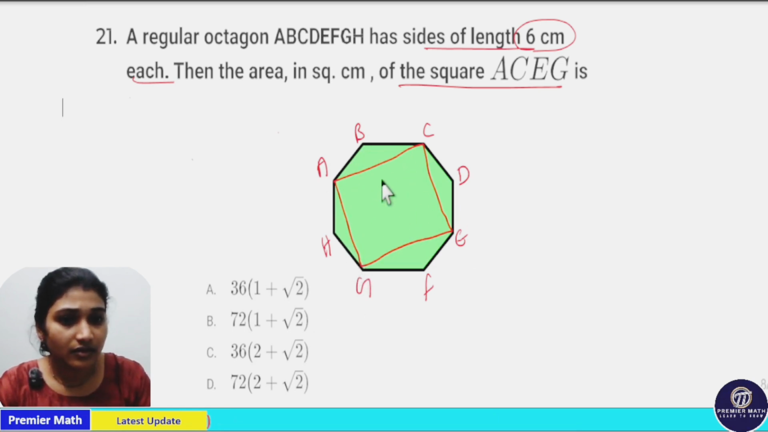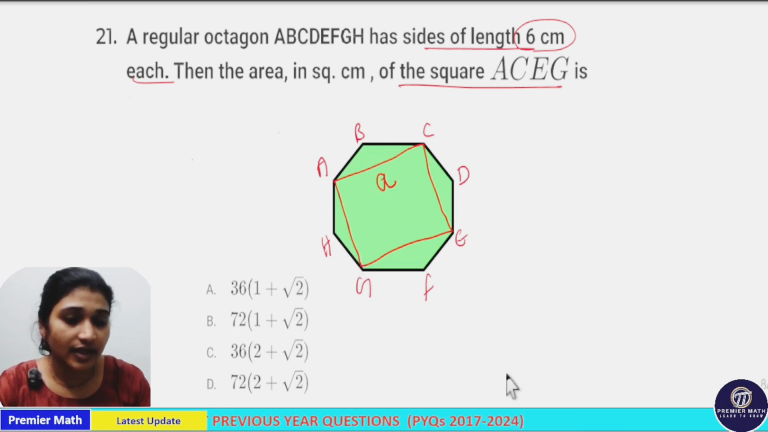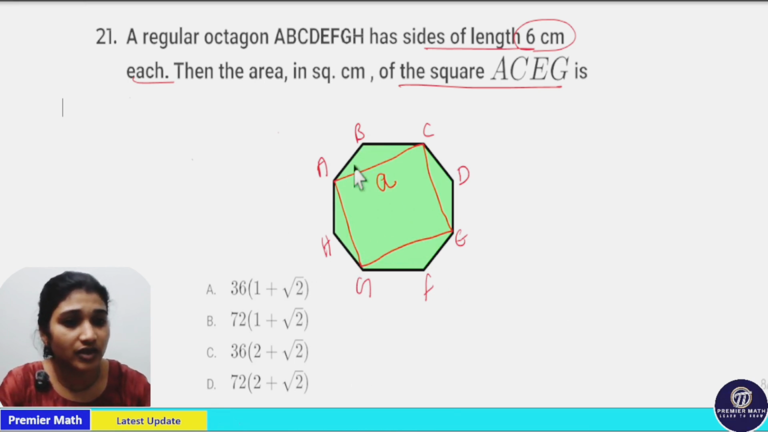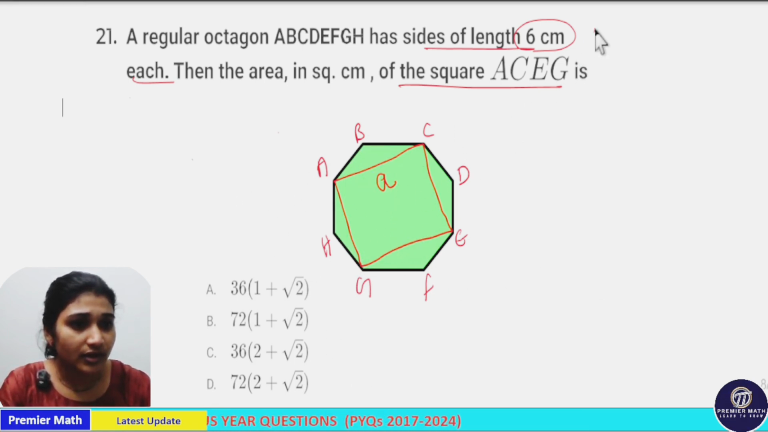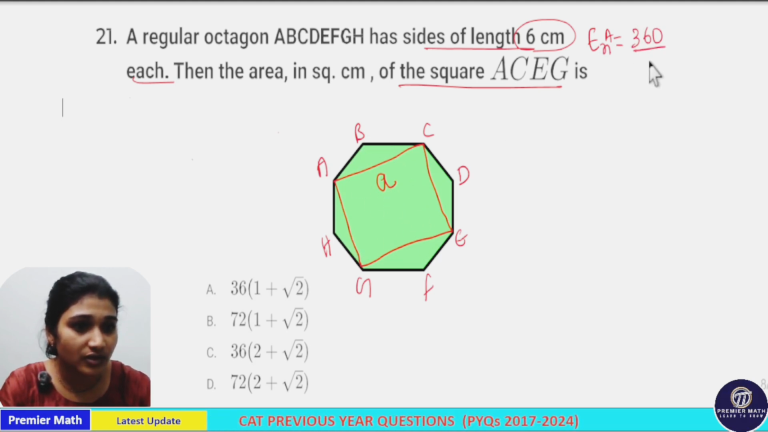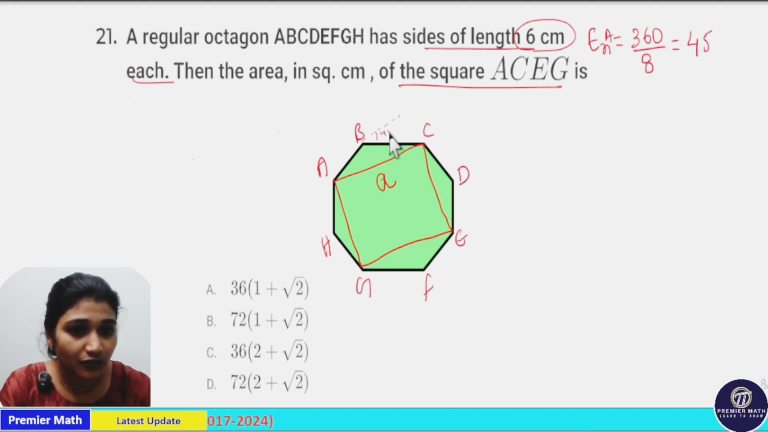Consider the square side length as A. Then we have to find A square here. Now this is an octagon. For every polygon, the total external angle is equal to 360 degrees. Then each external angle is 360 divided by the number of sides. This is an octagon, so the total number of sides is 8. 360 by 8 is each external angle. Now 360 by 8 is equal to 45. That is, here this is 45 degrees.